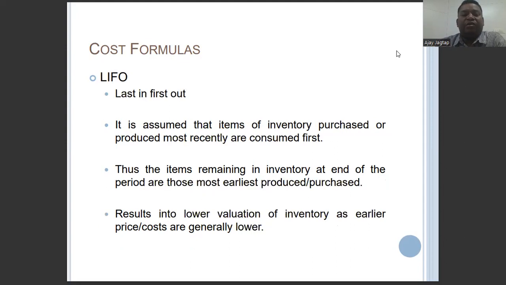LIFO method: last in, first out. It is assumed that items of inventory purchased or produced most recently are consumed first. The items remaining in inventory at the end of the period are those most earliest purchased or produced. This results in a lower valuation of the inventory, as the earlier prices are generally lower.